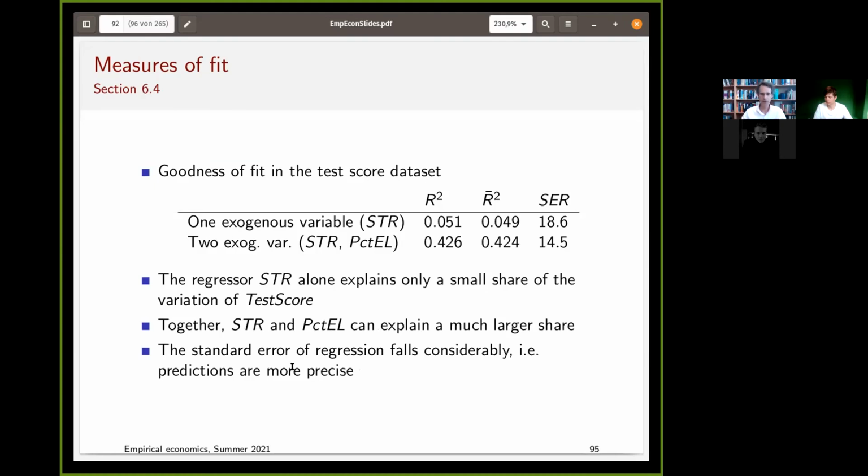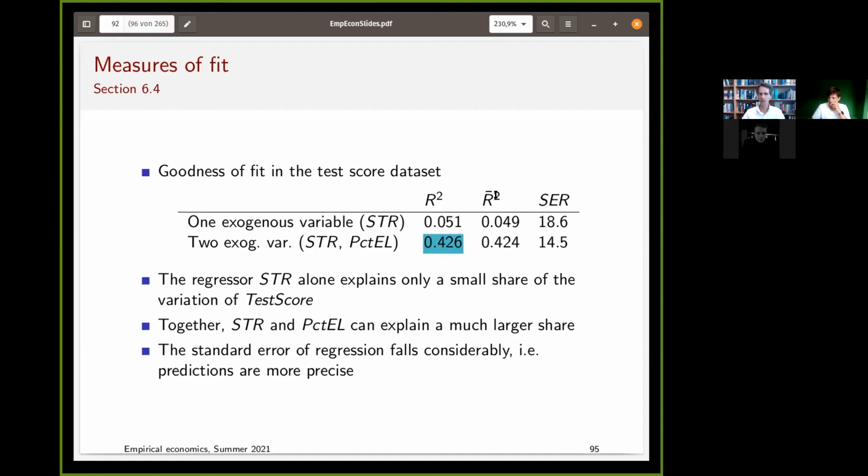Okay, so let's have a look at the goodness of fit for the test score data set. If we only have a single exogenous variable, this is the result from last week. We get an R-squared of roughly 5% and a standard error of regression of 18.6. The adjusted R-squared is very close to the unadjusted value. It's 4.9%. If we now add the percentage of English learners to our regression model, then the R-squared really jumps up dramatically from 5% to almost 43%.